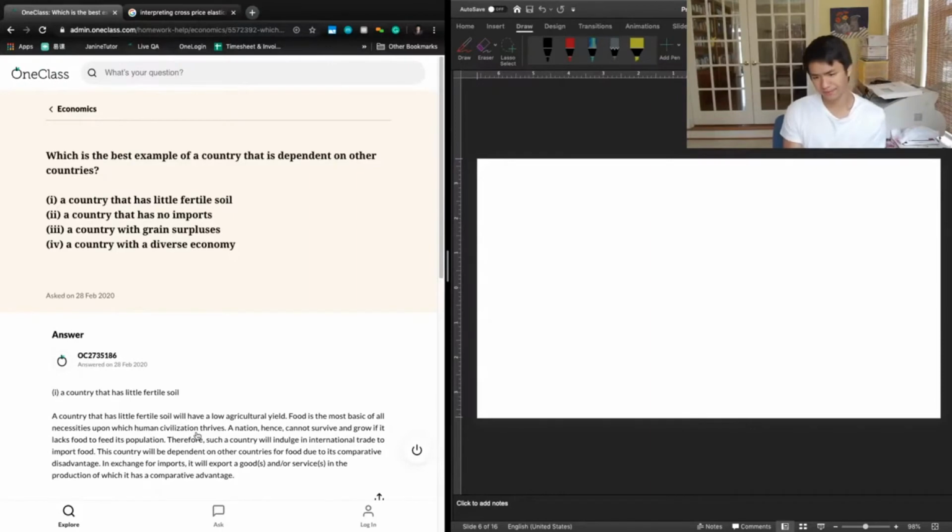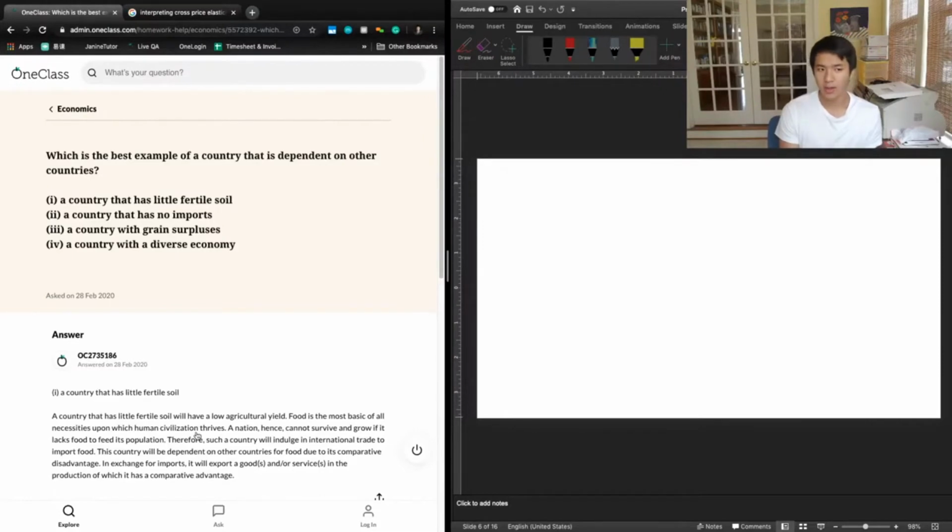C says a country with grain surpluses. And if you have a surplus, you're mostly an exporter. And so it's not necessarily the case that you're dependent on other countries. It's more likely that other countries are dependent on your surplus exports. And so again, this doesn't really match what we're looking for here.